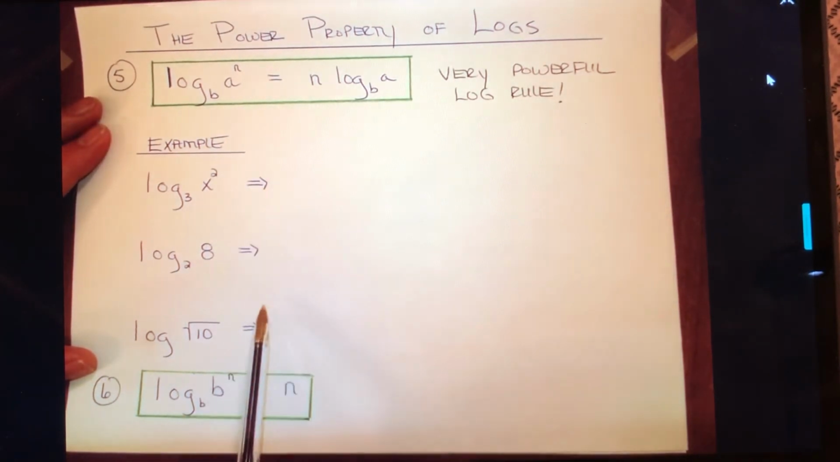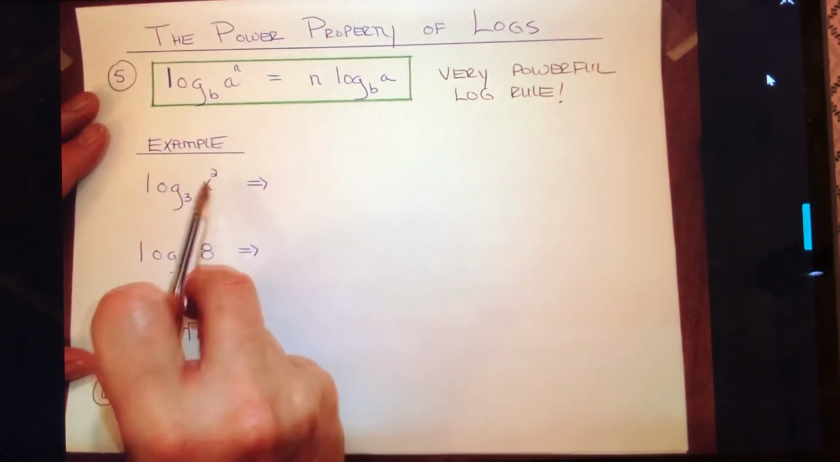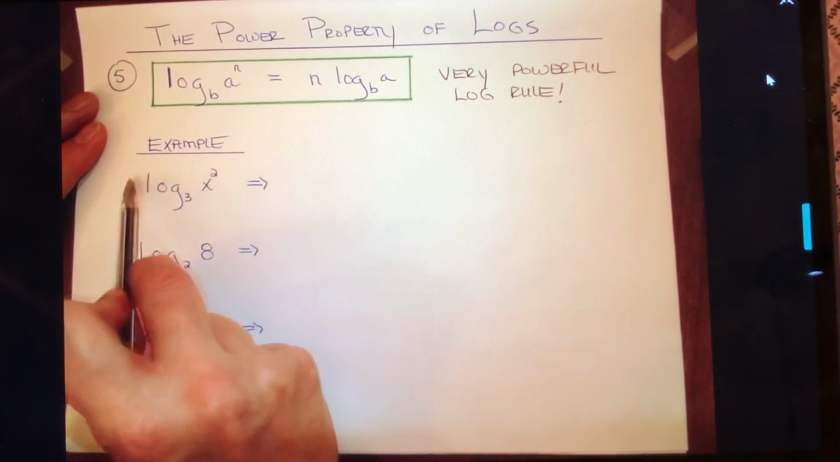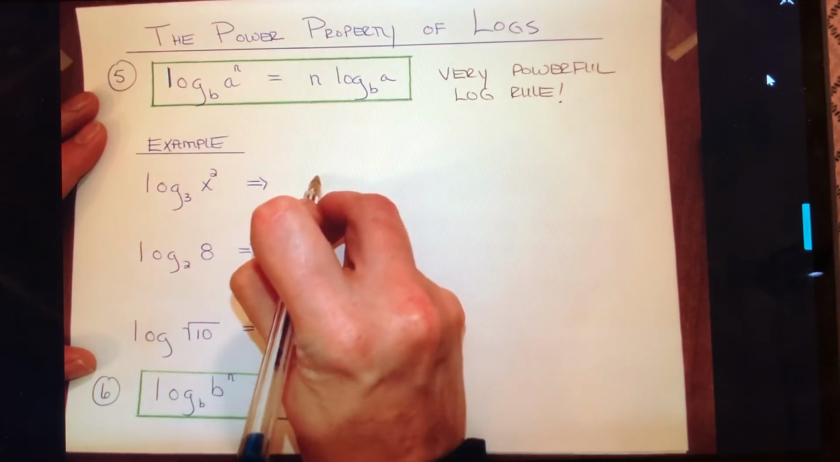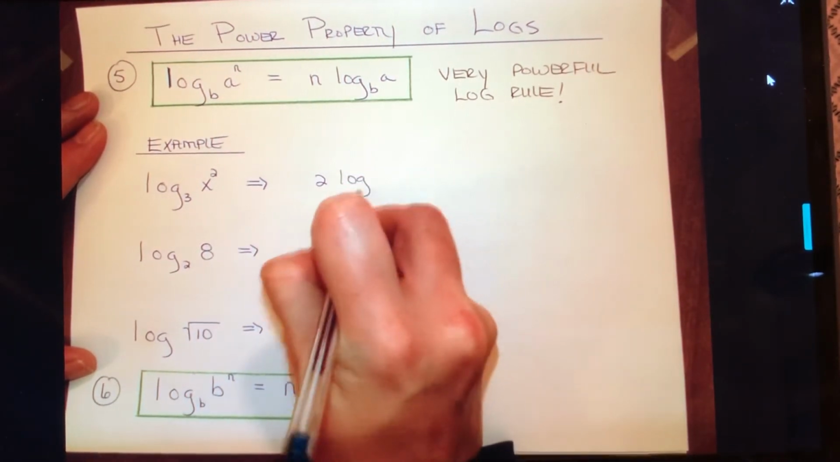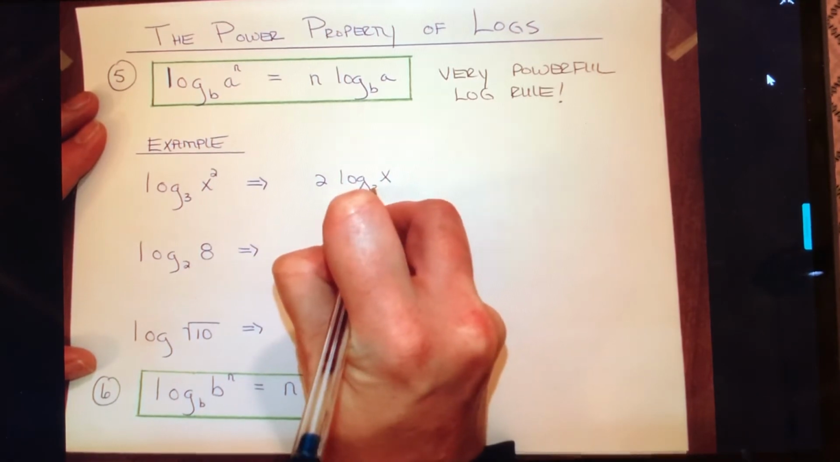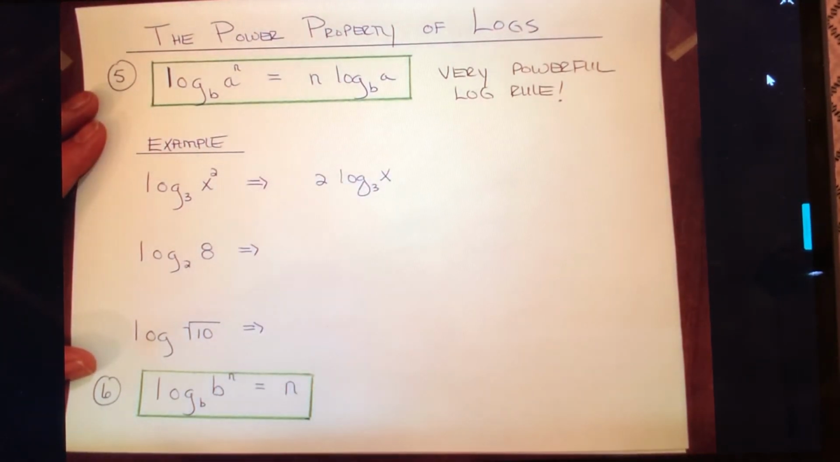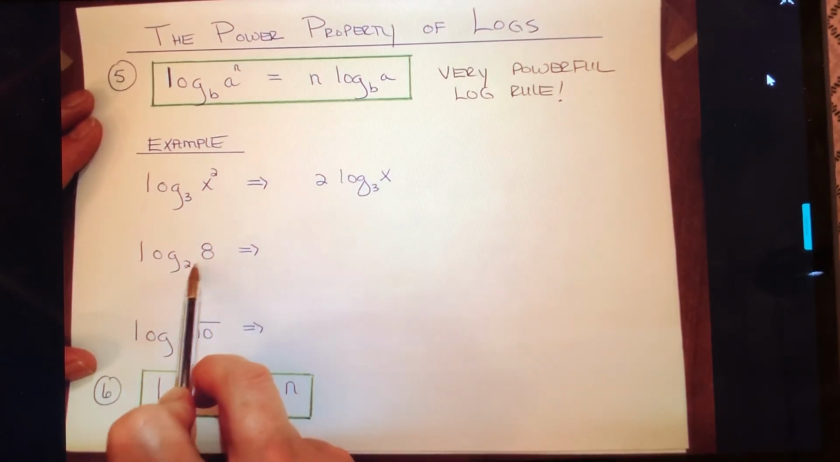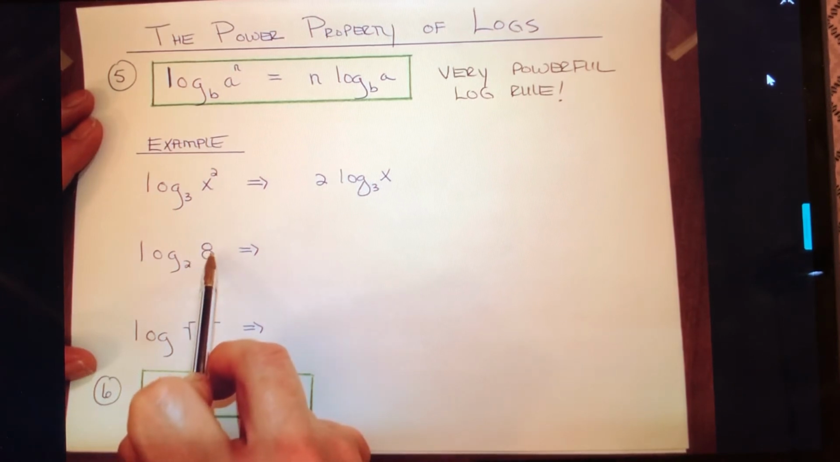So again, we're just going to do a couple of practices. So here I have x squared. I could take that 2 and I could bring it down in front as a multiplier. So instead I'm going to write this as 2 times the log of x, and my base is still a 3. Okay, pretty simple.